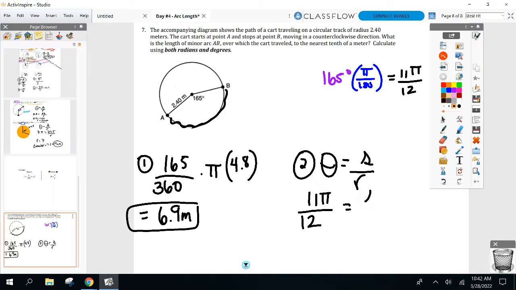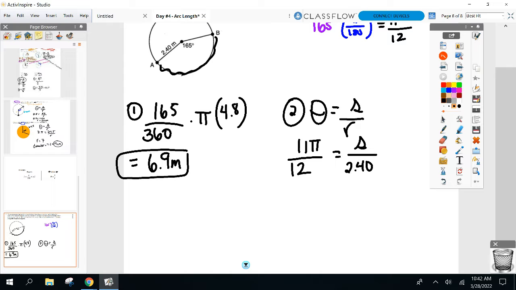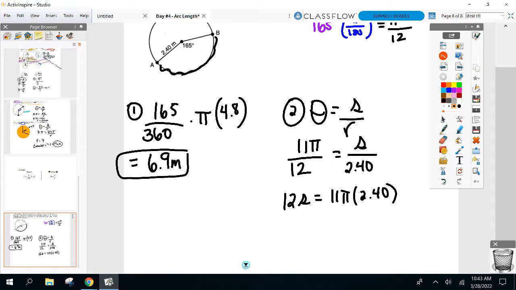Equals arc length, S, over radius, 2.40. And watch the magic happen as you cross multiply now. So 12S equals 11 pi times 2.40. Plug it in your calculator, and then get the 12 out of there by dividing. Oh, shocker. As you put that in your calculator, what are you getting for an answer?